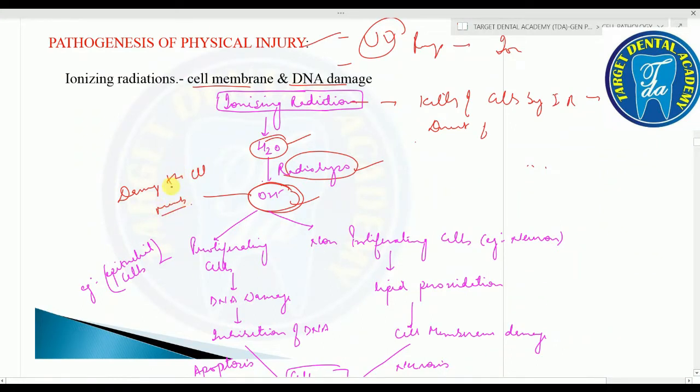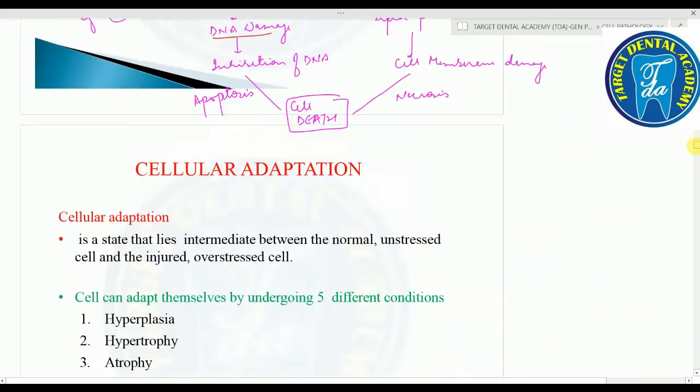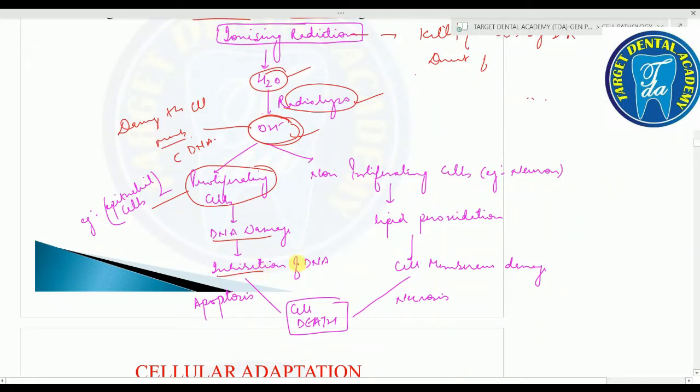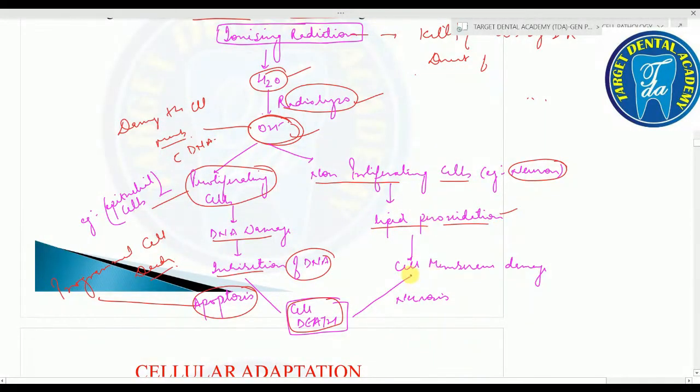as well as they may interact with the DNA of the target cell, and in proliferating cells like the epithelial cells, it leads to DNA damage, which further results in inhibition of the DNA, and with the help of apoptosis, it leads to cell death. So apoptosis is the programmed cell death. Fine. Secondly, in non-proliferating cells, for example the neuron, there is lipid peroxidation, which leads to damage of the cell membrane, and with the process of necrosis, it finally leads to cell death.